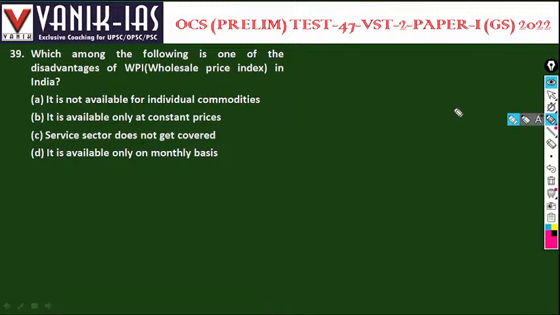Which among the following is one of the disadvantages of double pay wholesale price index in India? It is not available for individual commodities. Yes, it is available. It is available only for constant prices. No. Service sector doesn't get covered. Yes. In the wholesale price index, service sector doesn't get covered. WPI is only for goods.